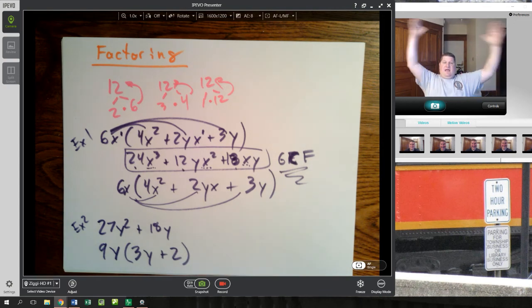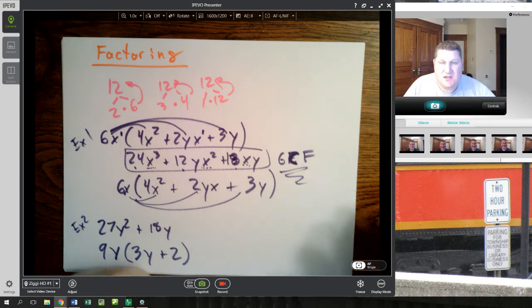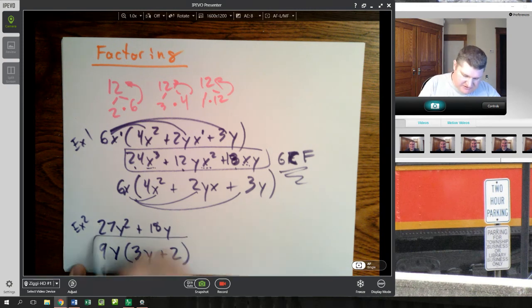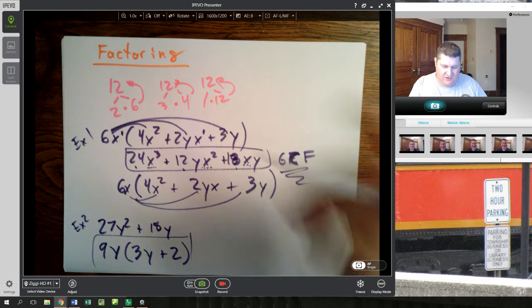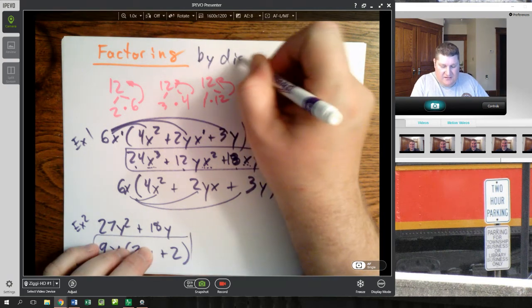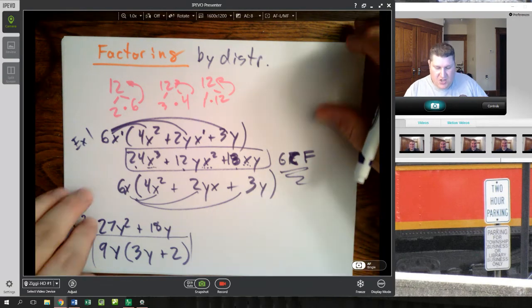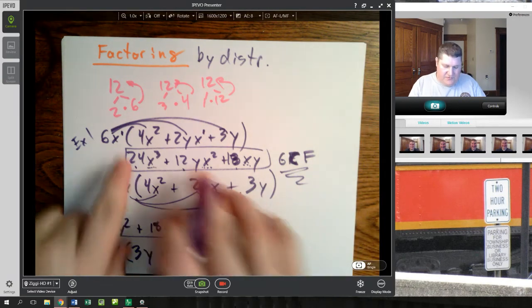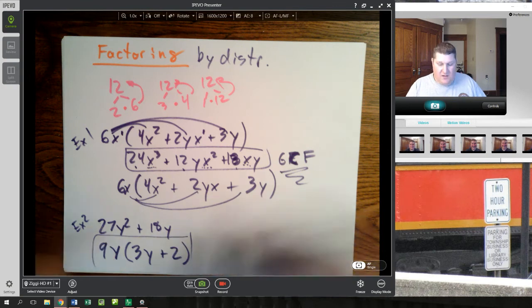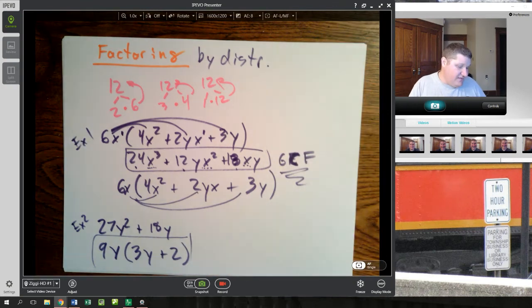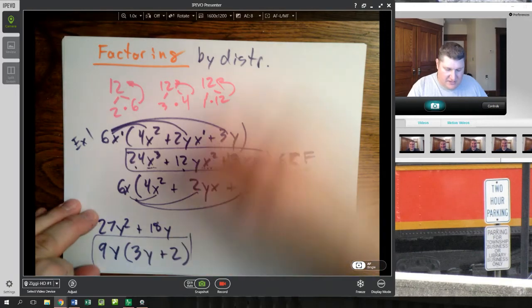Now, obviously, how can you check to make sure you have the right answer? Well, you can check by giving it away. You can distribute again and see, does it go back to being the original thing? And the answer is yes, it does. So that is factoring by distribution. Okay, factoring by distribution. So that's nice. And it'll work with 3 pieces. It'll work with 2 pieces. It'll work with tons of pieces. But we're not even going to mess really with that. So let's go ahead and do another one.